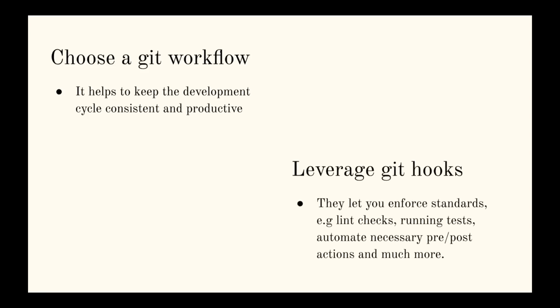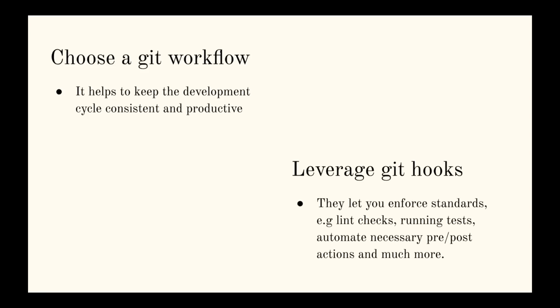Next important one would be leveraging the Git hooks. These are cool things, actually. They let you enforce standards. So for example, lint checks. If you are writing code in Python, for example, you would be able to apply some code standard checks, static analysis, and all those things. They can be used in the Git hook.